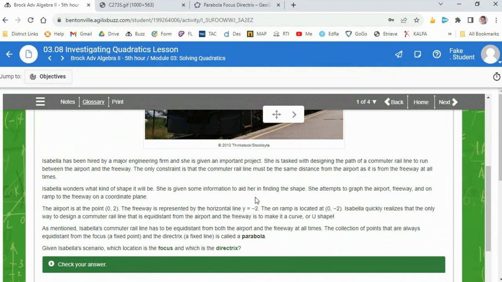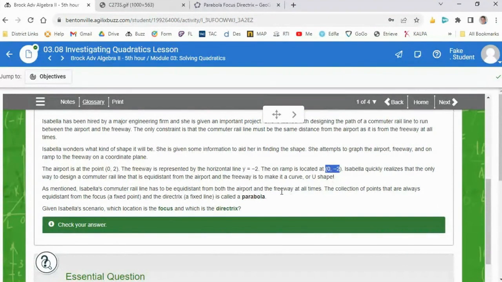So she's given some information to help her. She attempts to graph the airport, the freeway, and the on-ramp to the freeway on a coordinate plane. So the airport is at (0, 2) on the graph. The freeway is represented by the horizontal line y = -2. So the on-ramp is at (0, -2), right? She realized the only way to make everything equidistant is to make a curve or a U-shape, what we would call a parabola. So it'd be the same distance from the airport and the freeway at all times.